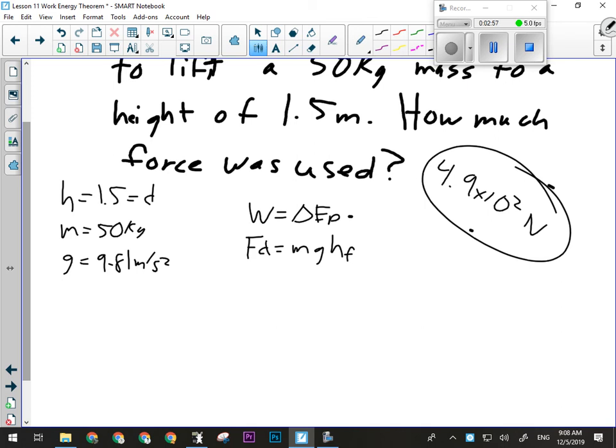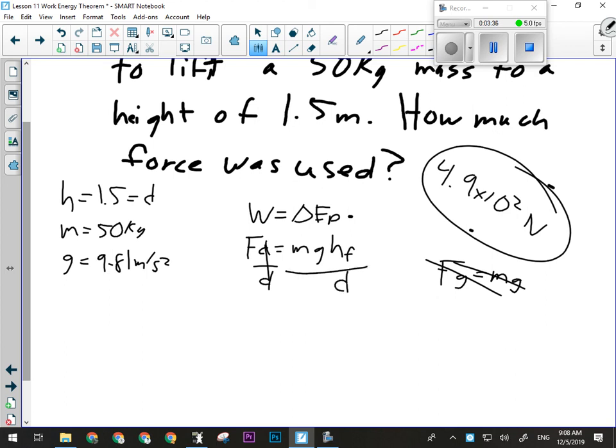Now, here's the thing, guys. Force times distance equals potential energy final. It actually equals force times distance. If you look on your formula sheet, the force of gravity is calculated by multiplying mass times gravity, and a height is a vertical distance. So really, we're saying force times distance equals force of gravity times distance. That should make sense. Those two things should be equal. So if we're manipulating here to find the force that was used, we're just going to divide both sides by d.